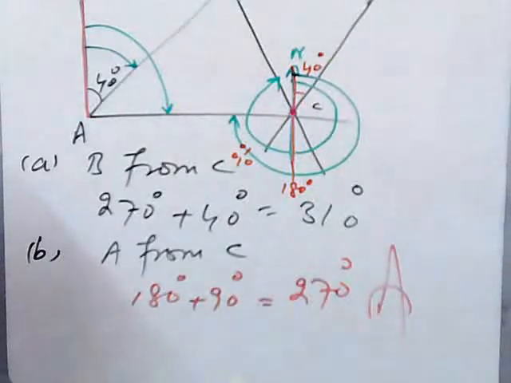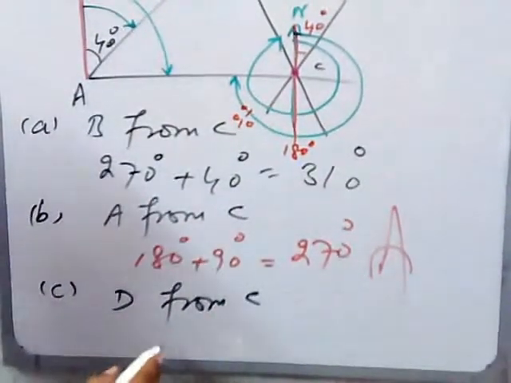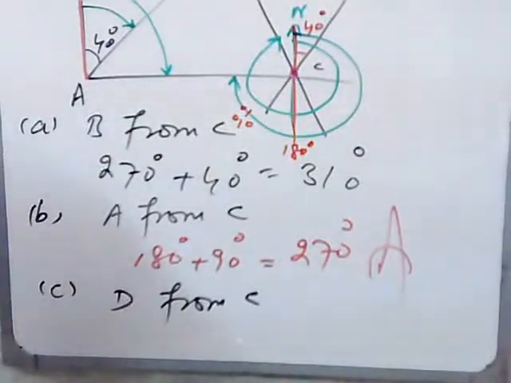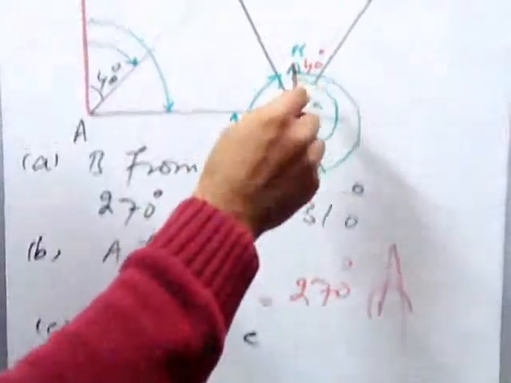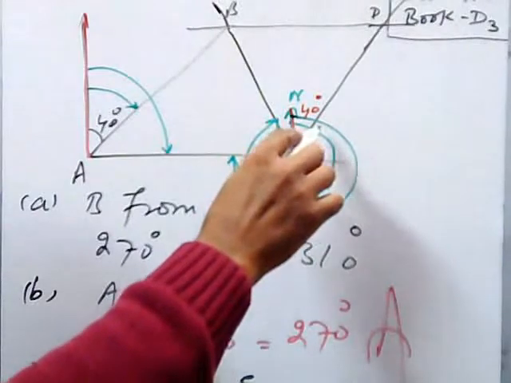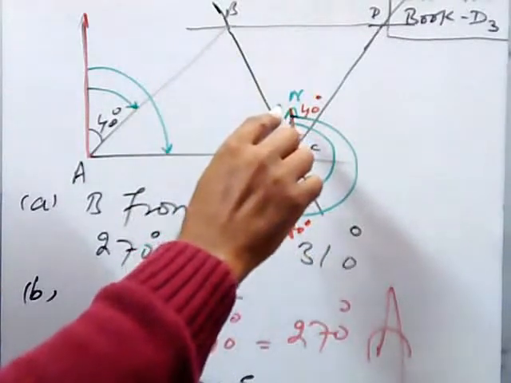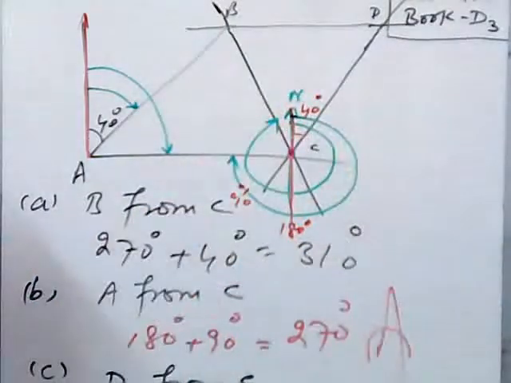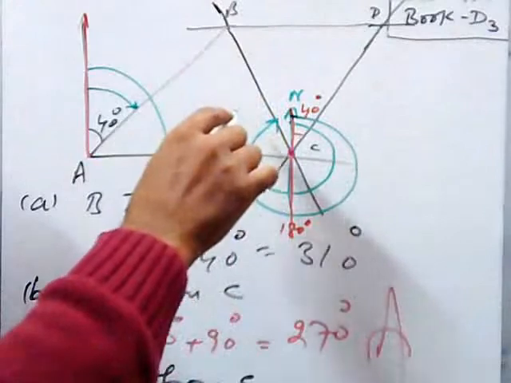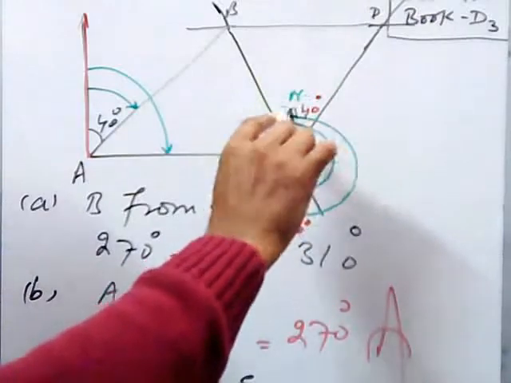Similarly, coming to D from C: the bearing of D from C. Your reference point is C, and you have to rotate up to D. After rotation you will get the angle from C to D.